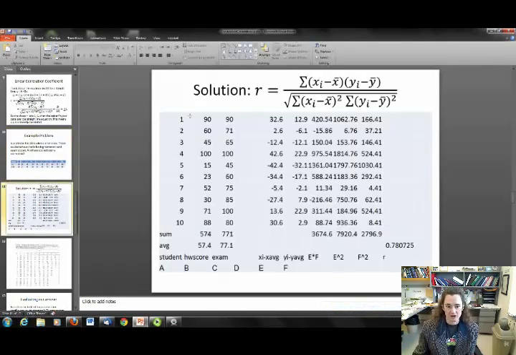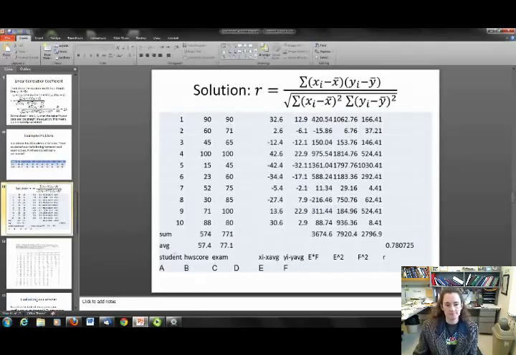In column A here, I put the student number, and then I put their homework score next to that in column B. And then in column C, I put their exam score. Now, I'm going to need the values of X bar and Y bar, their homework score average and their exam score average. So I went ahead and did that.